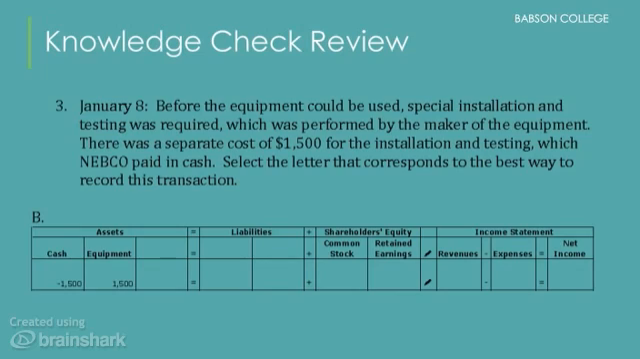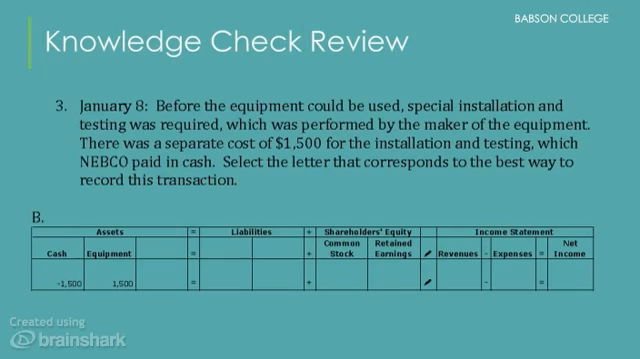Now, cash goes down $1,500, but what the accounting rules say is if these are costs that are necessary, are required to get the asset ready for use, you should capitalize those costs along with the purchase price of the equipment. So this $1,500 would be treated just like part of the purchase price. We'd capitalize it or add it to the equipment account on the balance sheet.